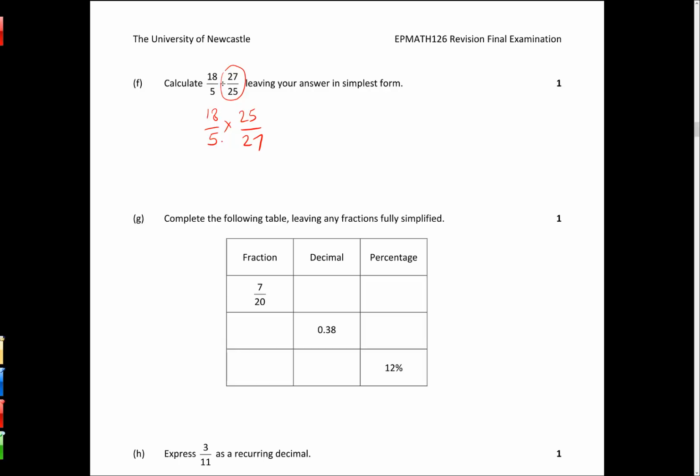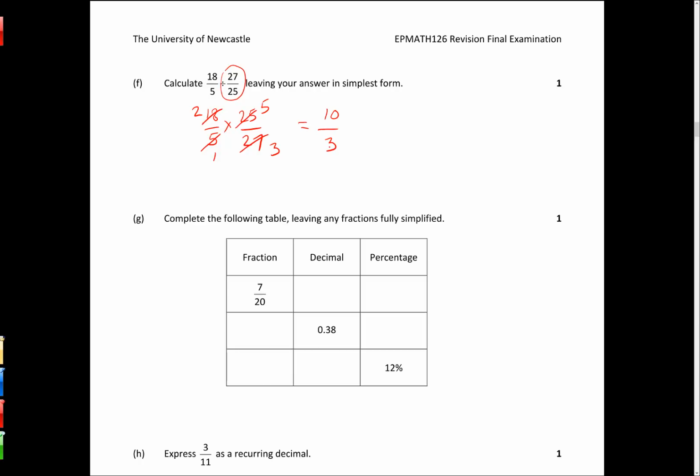Like here I've got, well, the 5 and the 25 looks easy. I've got 1 5 in there and 5 5s in the 25. The 18 and the 27, they've got 9s in common. I've got 2 9s in the 18 and 3 9s in the 27. I've got no more cancelling there, I can see, so let's just try it. 2 times 5 on the top is 10. 1 times 3 on the bottom is 3.